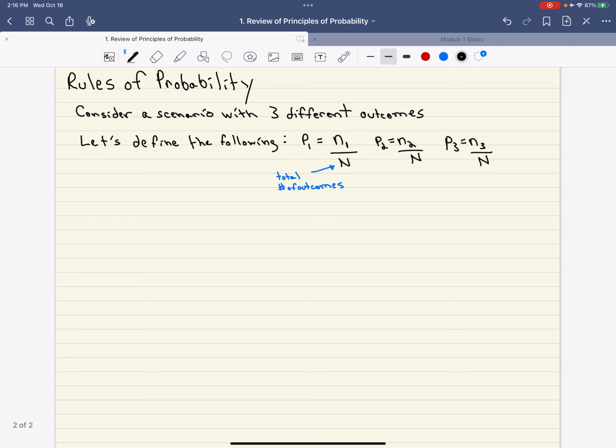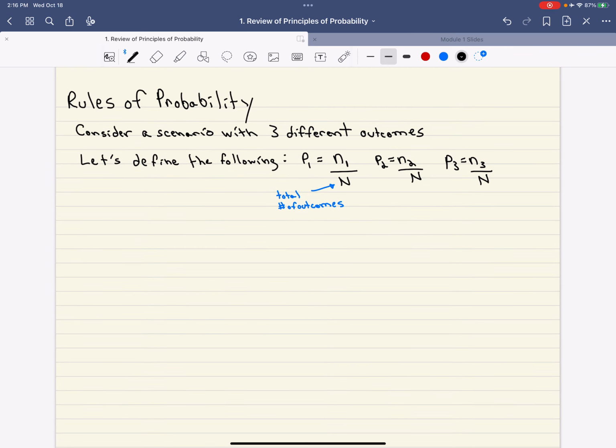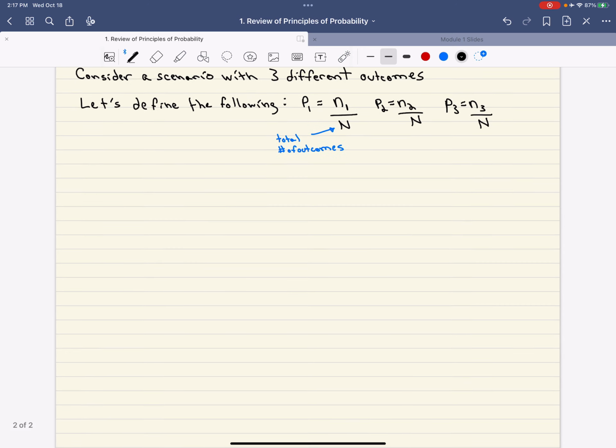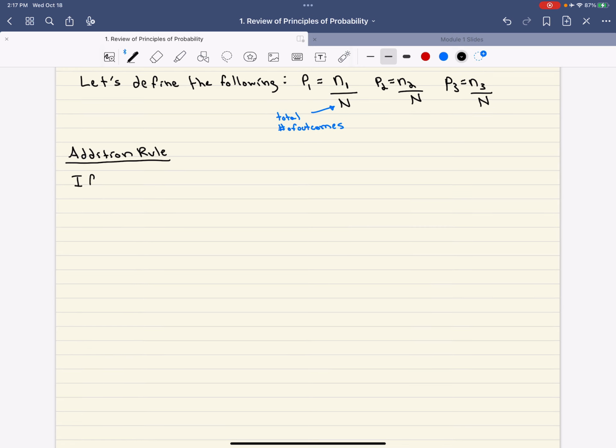Now, for such a scenario, we could apply different rules that depend on the characteristics of each of the different outcomes. One of the rules that we could apply would be the addition rule. This rule applies if each of the three outcomes are mutually exclusive. So if outcome 1 occurs, that would mean outcome 2 and 3 would not occur, and vice versa.